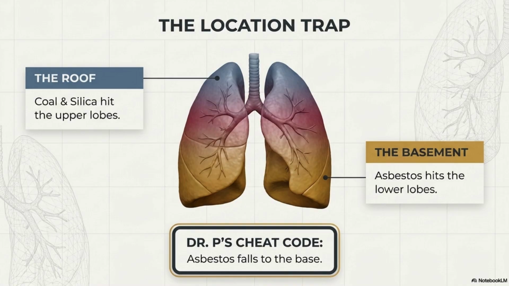Let's talk about the location trap on exams. Remember this rule: coal and silica hit the roof, meaning they target the upper lobes, but here is Dr. P's cheat code, and asbestos falls to the base. It targets the basement, meaning asbestos hits the lower lobes.